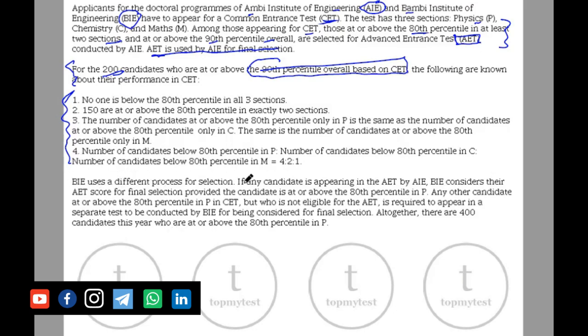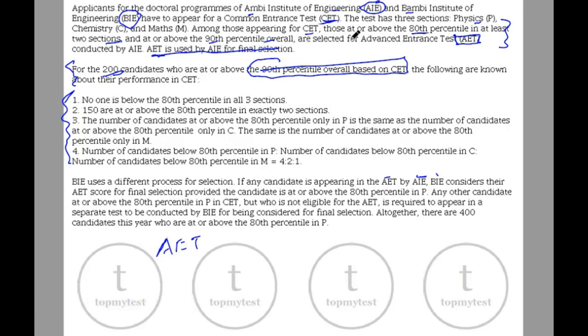BIE uses a different selection. Anyone who is appearing for AET by AIE, BIE considers their AET for final selection. So for BIE, you can take the AET test, which is for these people who have 90 percentile overall and 80 percentile in at least 2 sections. The other one is any candidate who has 80 percentile plus in physics in CET but is not eligible for AET is required to appear for a separate test. And altogether there are 400 people who have 80 percentile plus in CET.